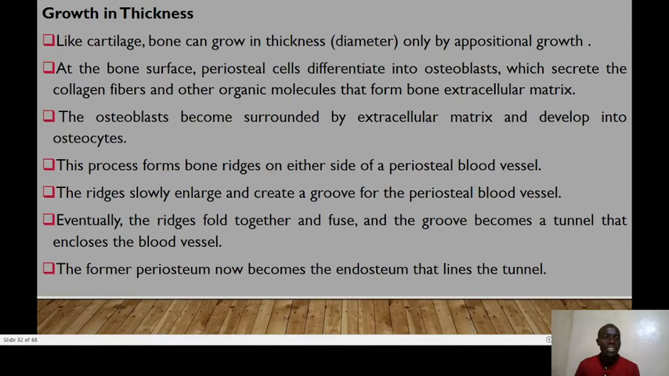At the bone surface, we have periosteal cells that differentiate into osteoblasts, which secrete the collagen fibers and other organic molecules that form bone extracellular matrix. The osteoblasts become surrounded by extracellular matrix and develop into osteocytes. The process forms bone ridges on either side of the periosteal blood vessel. The ridges slowly enlarge and create a groove for the periosteal blood vessels. Eventually, the ridges fold together and fuse, and the groove becomes a tunnel that encloses the blood vessels. So the former periosteum now becomes the endosteum that lines the tunnel.